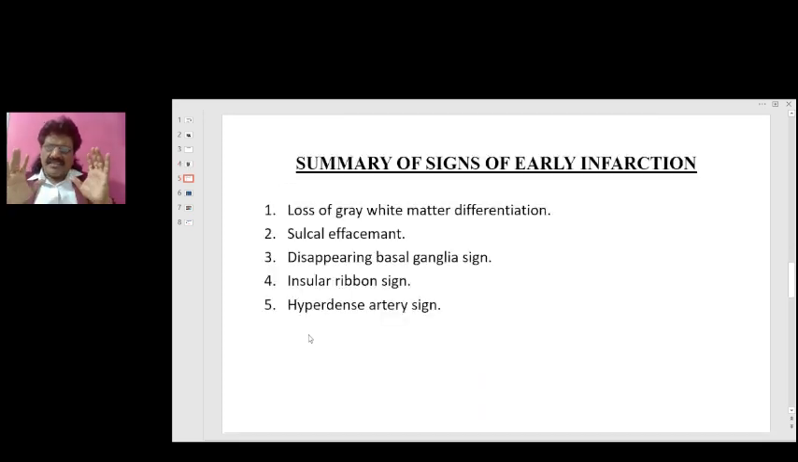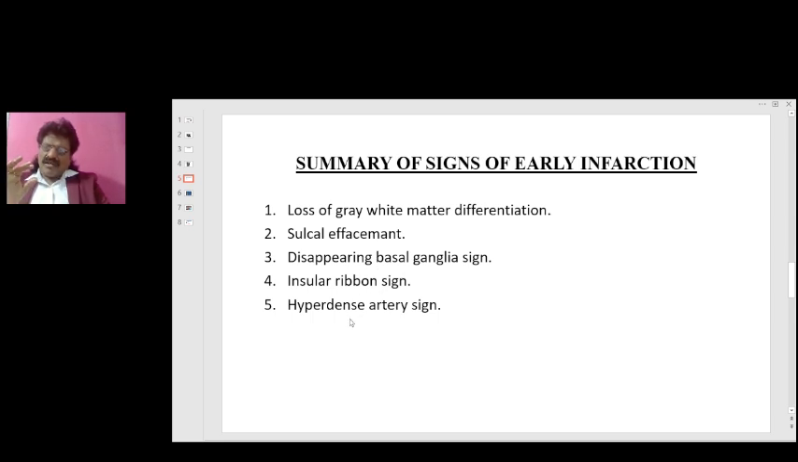Summarizing all the signs of early infarction, first there is loss of gray-white matter differentiation, because the cytotoxic edema appears both in gray matter and white matter. There is sulcal effacement because the edema appears in the sulci also, so they become effaced. The basal ganglia is generally hyperdense, but because of the edema and loss of blood supply, it becomes hypodense, so it appears as if the basal ganglia has disappeared: the disappearing basal ganglia sign. Likewise, the insula slightly appears hyperdense, but because of the edema and decreased blood supply, it appears hypodense, and this is known as the insular ribbon sign.